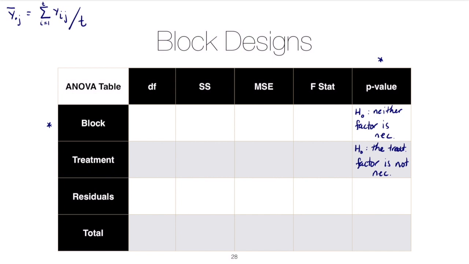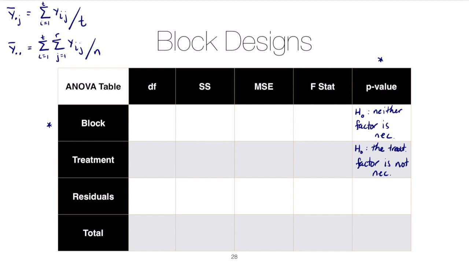All right, and then when I write down y dot dot bar, all that I mean is just the estimate of the grand mean. So that would be the sum over i from 1 to t, and the sum over j from 1 to r of y_ij, and then we're going to divide by the total number of units, n.